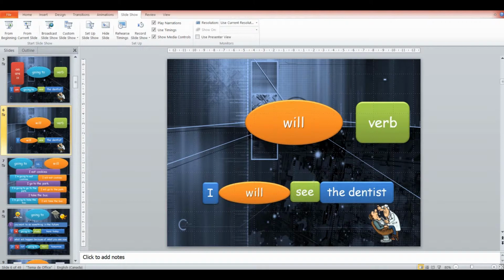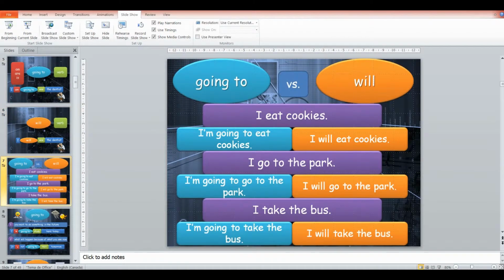Then will, same format, same structure, except we use orange for will, and they don't really need to change it. We actually emphasize how simple it is, because we can say I will, he will, she will, etc. And on this particular slide, we're emphasizing that you can use the same structure. So I eat cookies, I'm going to eat cookies, I will eat cookies, etc.